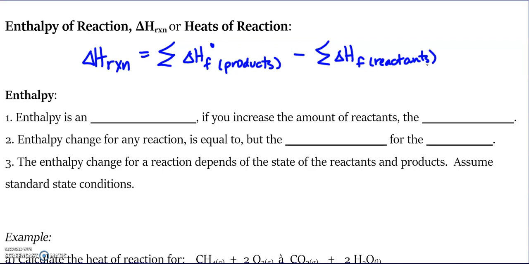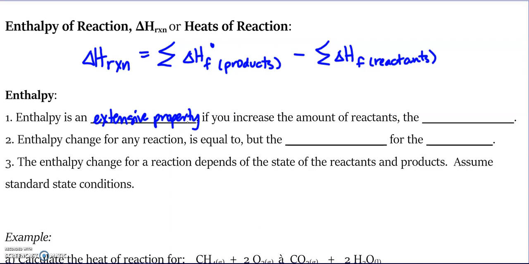So enthalpy is an extensive property. If you remember from talking about physical properties, they can be intensive or extensive. Intensive doesn't depend on the amount, extensive does. Intensive is like density: no matter how much water you have, its density is 1 gram per milliliter. Enthalpy is extensive. The amount changes your value.